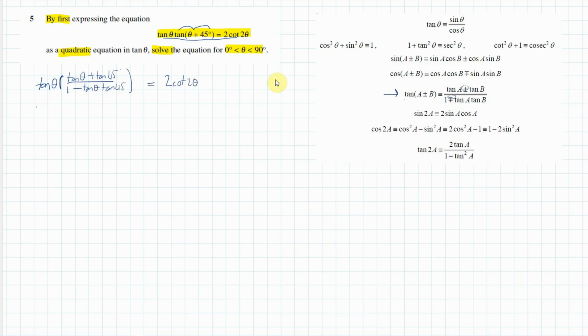Okay, now what does that give us? On top we've got tan theta. Now I know tan 45 is 1, so on the bottom I've got, oh, sorry, whoa, back up the track, 1 minus tan theta on the bottom.